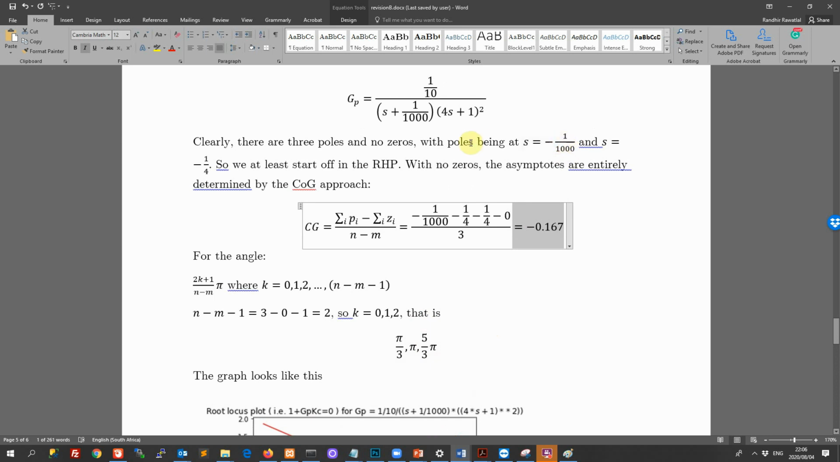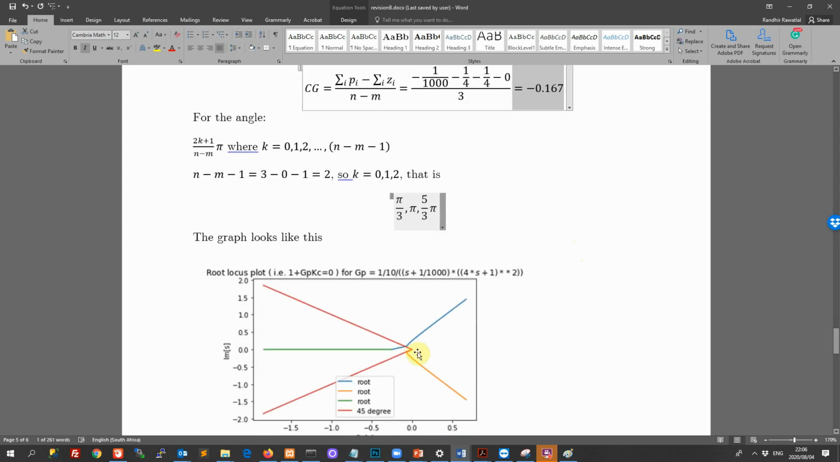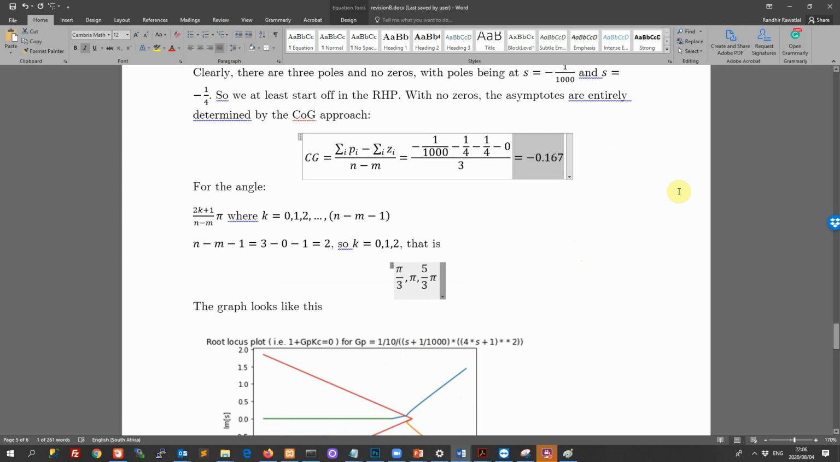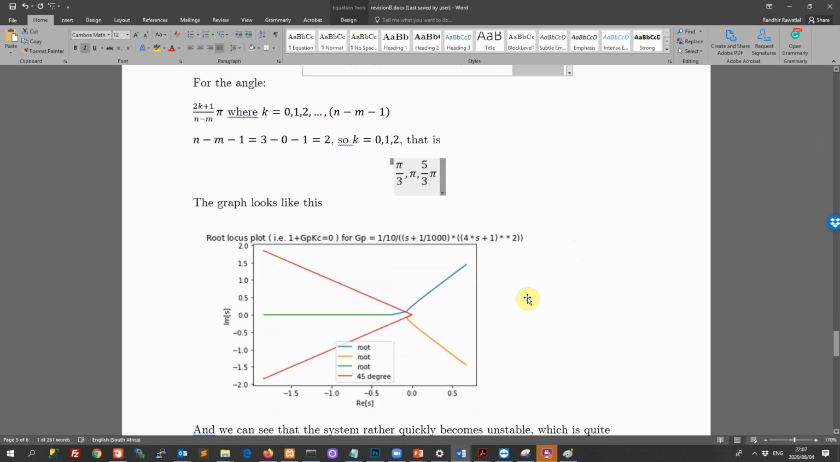So that one's likely to point, let's see, the leftmost one is there. And then you've got 2 at minus 1 over 4. And then you've also got this center of gravity point, and you've got some angles for that. So let's put that all down. So first, your minus 1 over 1000. So minus 1 over 1000 is going to be right in here. And you can see 2 asymptotes originating here.